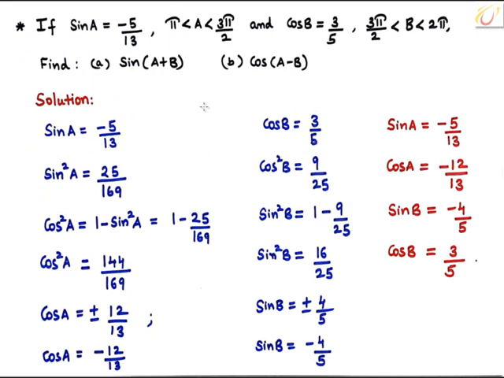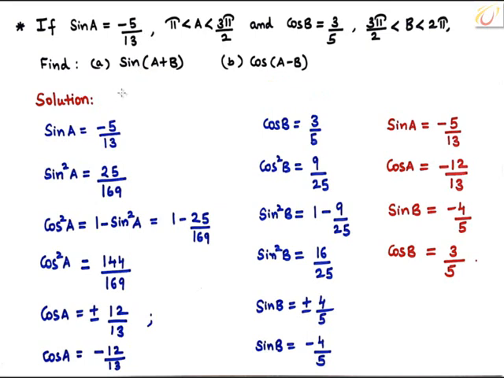Okay, let us start this sum. If sin A is equal to minus 5 by 13, where pi, which is 180 degrees, is less than A and A is less than 3 pi by 2, and cos B is equal to 3 by 5, where 3 pi by 2 is less than B is less than 2 pi. So find the value of sin A plus B and cos A minus B.